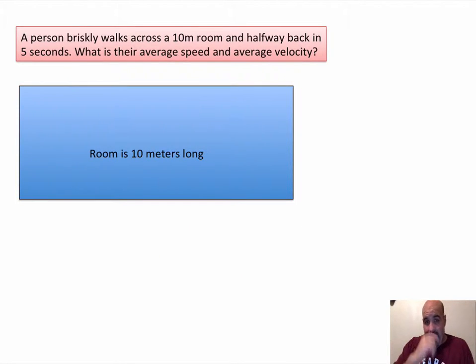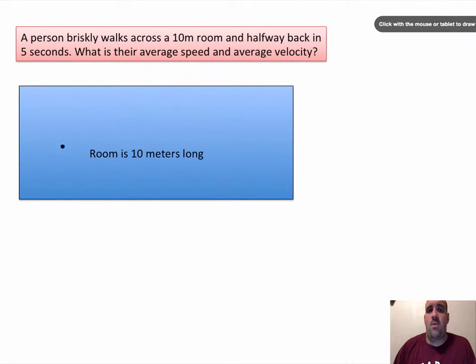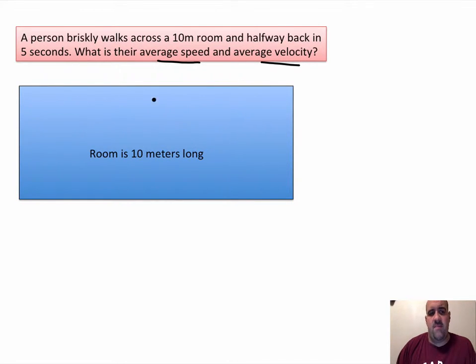And just to show a concrete example of the difference between a scalar and a vector, we're going to answer this question. A person briskly walks across a 10-meter room and halfway back in 5 seconds. So we're going to calculate their average speed and average velocity. So this room is 10 meters long, going this way. So the person is going to start here, walk all the way across, and then halfway back in 5 seconds. So we want to calculate speed and velocity. So the person goes all the way across, 10 meters, and then halfway back, and they end up right here.